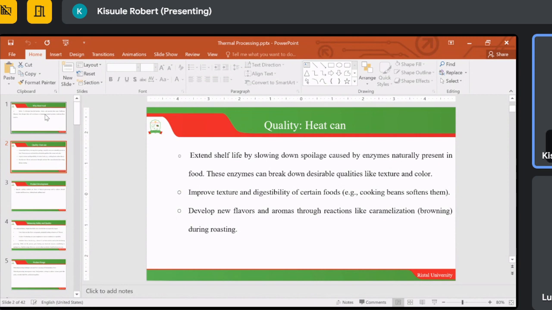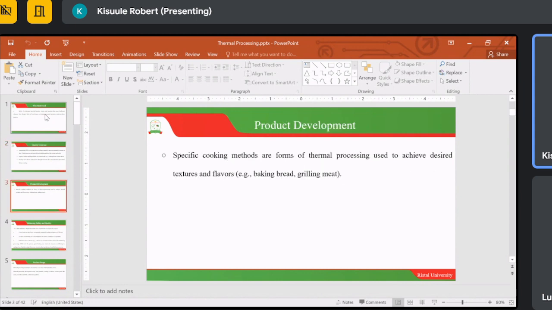There is also development of new flavors and aromas through reactions like caramelization, which we call browning in most cases. There are some people who prefer meat roasted because of the aroma it gives. Roasted meat gives a different aroma from meat that is not roasted. Also, in product development, some specific cooking methods, forms of thermal processing, are used in achieving textures and flavors, things to do with the baking of bread and the grilling of meat. This will give you a different product compared to what you would get if you are steaming or stewing.